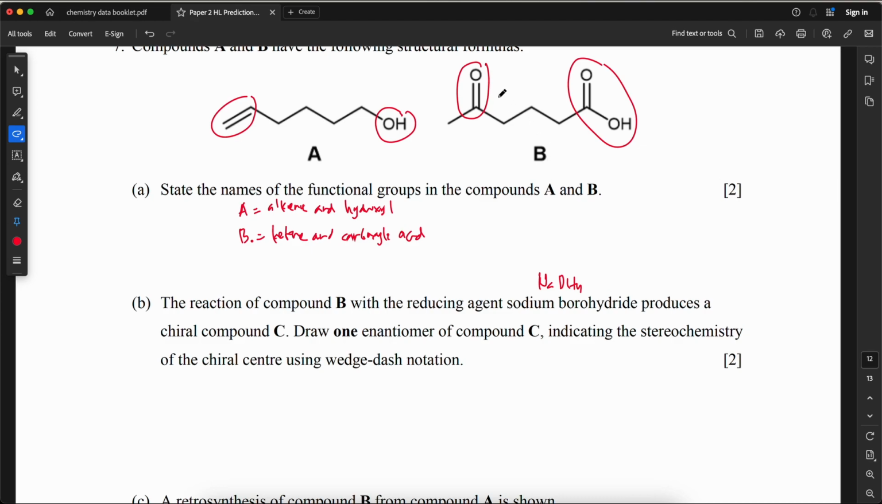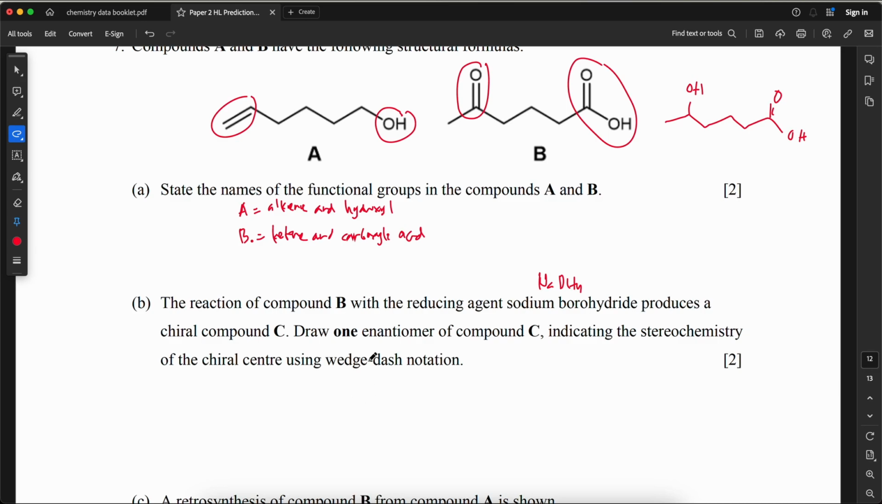So compound B has both a ketone and a carboxylic acid. When we oxidize the secondary alcohol, it will produce a ketone, right? So now the other way around. When we reduce a ketone, it will produce a secondary alcohol. So what happened to the carboxylic acid here? Sodium borohydride is a weak reducing agent that cannot affect the carboxylic acid. That's why the carboxylic acid in the structure remains unchanged.